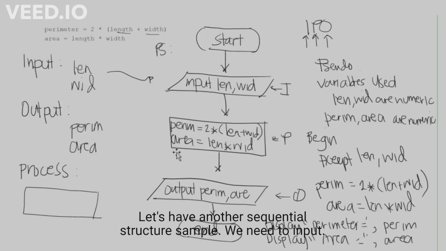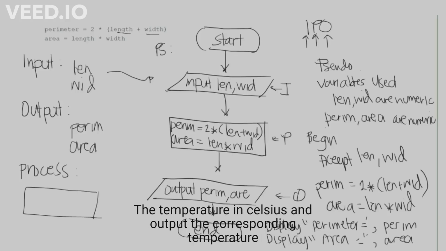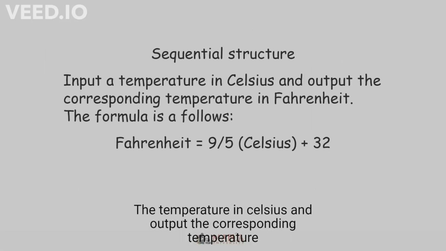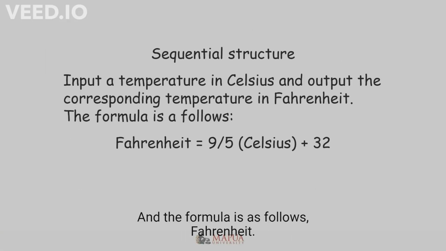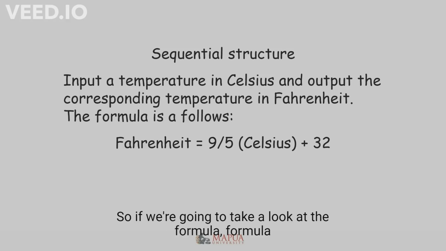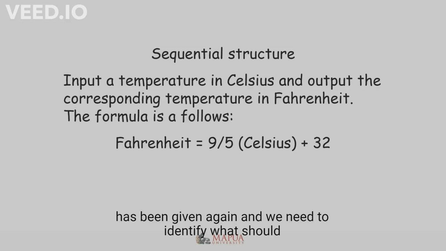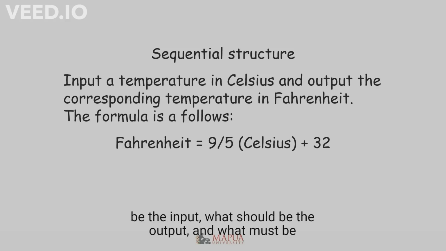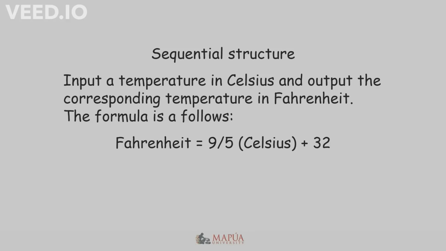Let's have another sequential structure sample. We need to input the temperature in Celsius and output the corresponding temperature in Fahrenheit. And the formula is as follows: Fahrenheit is equal to 9/5 multiplied by Celsius plus 32. The formula has been given again, and we need to identify what should be the input, what should be the output, and what must be the process.